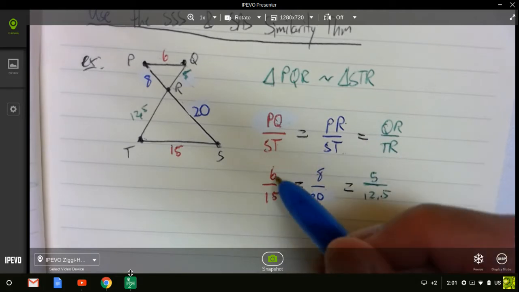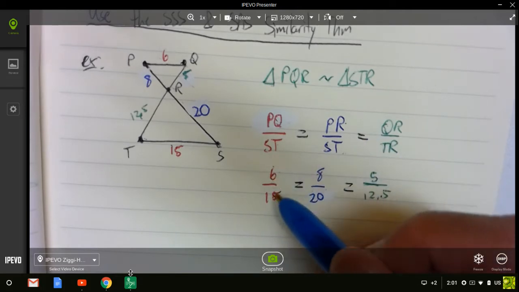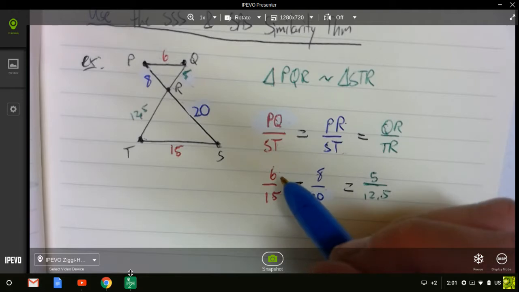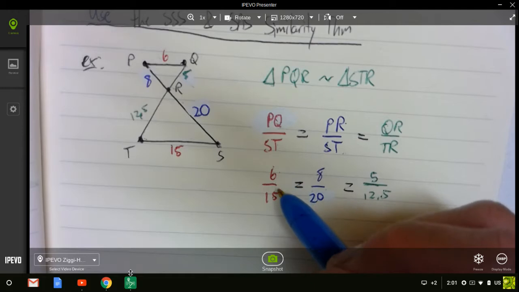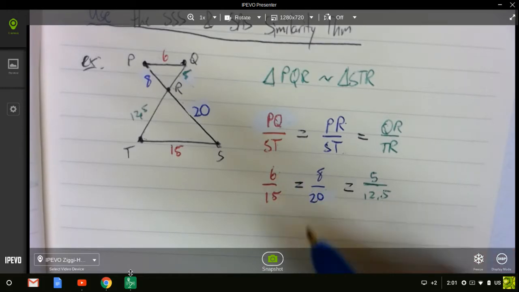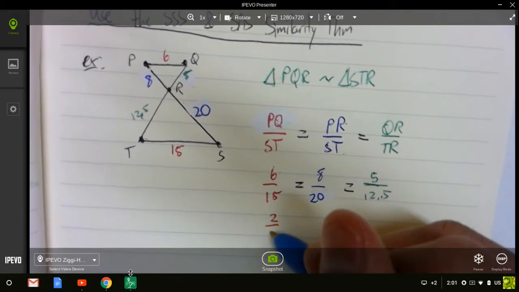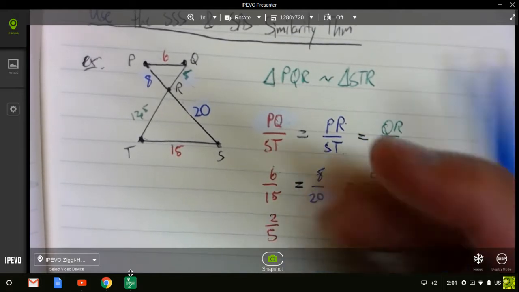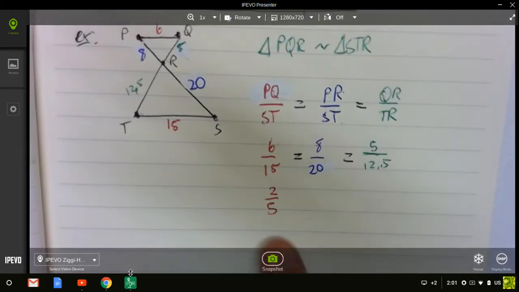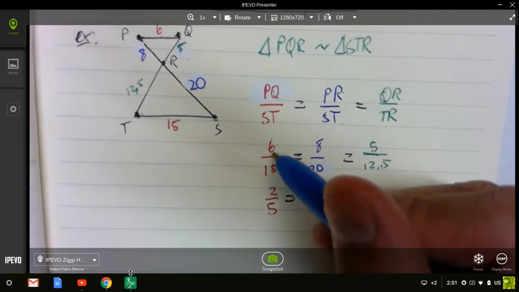Anyways, let's look at 6 over 15 and see if we can simplify that. I noticed that the greatest common factor in 6 and 15, the biggest number that I could divide into both, is 3. So 6 divided by 3 is 2, and 15 divided by 3 is 5. So that's the simplest fraction I can reduce 6 over 15 to.